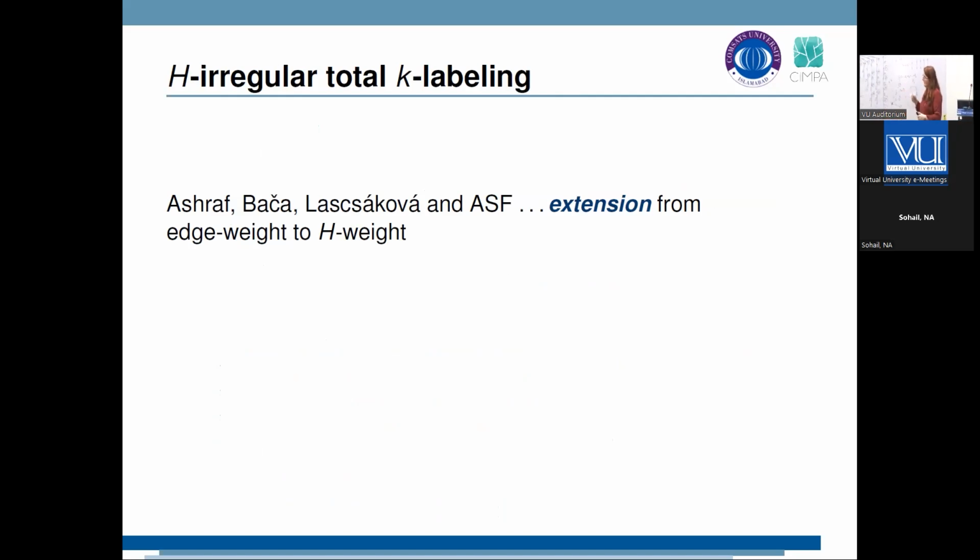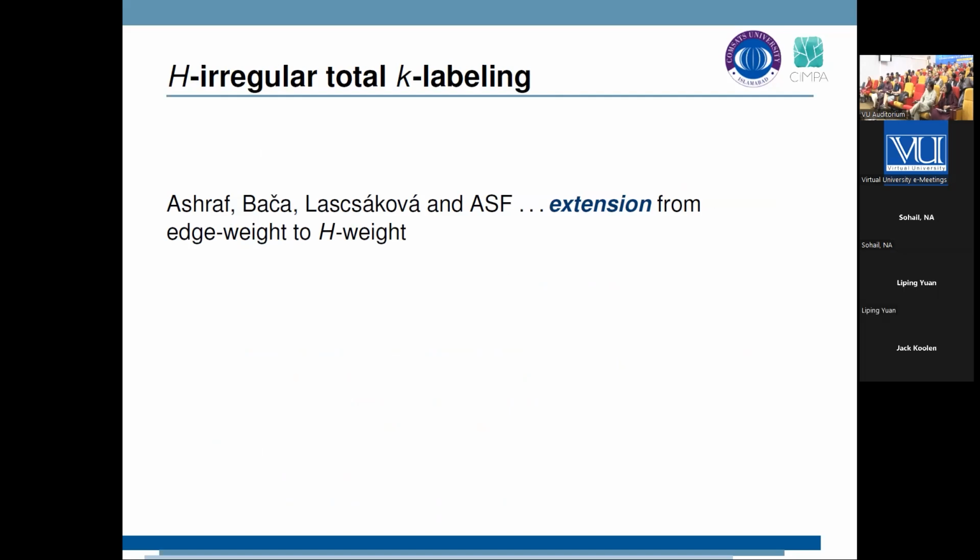So, last topic was that we check the weights of edges. But how can we generalize this concept? What is an edge? An edge is nothing else than K2. Yeah. So what do we do? We have a graph and we check the weight of every subgraph in our graph that is isomorphic to K2. We can generalize this concept. Why restrict only to K2s?